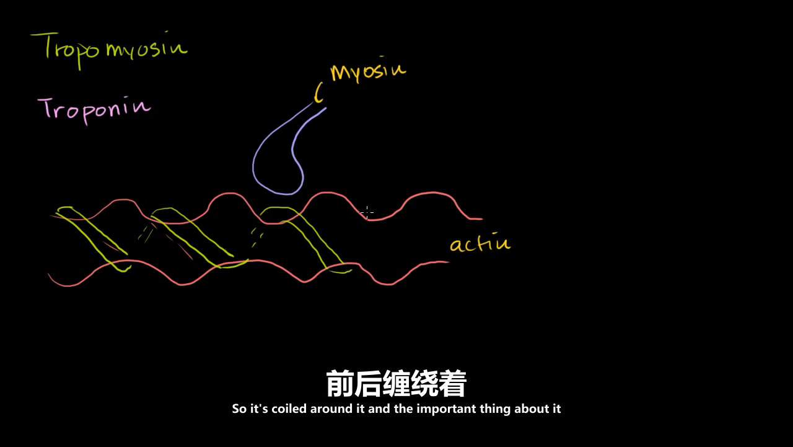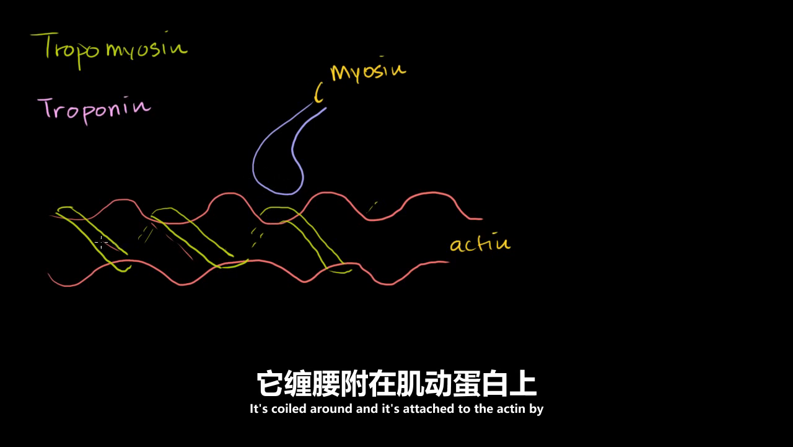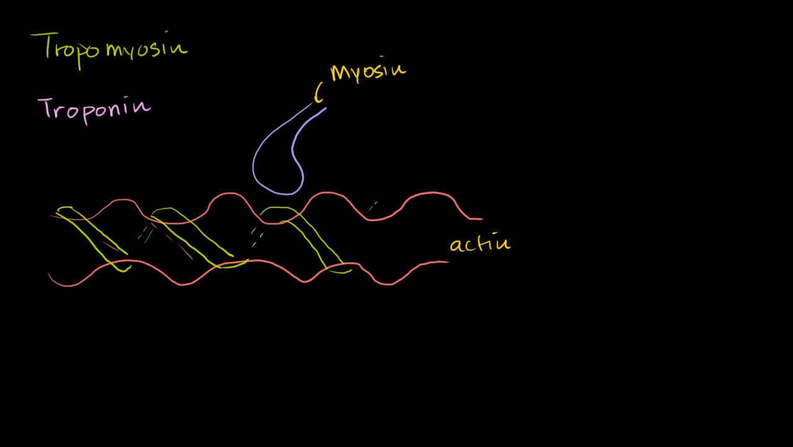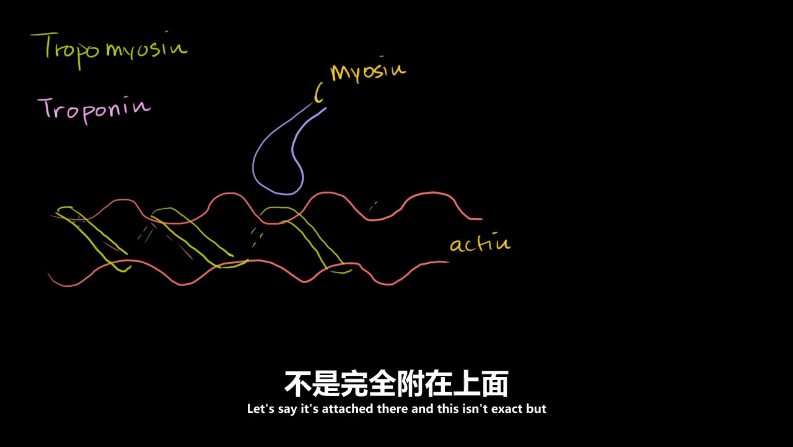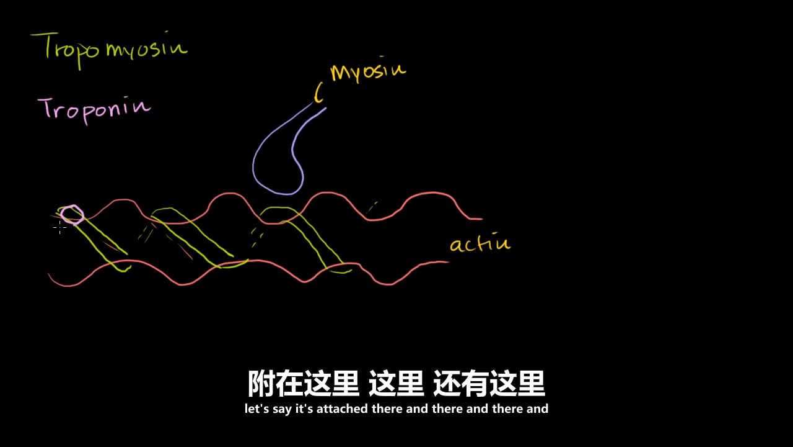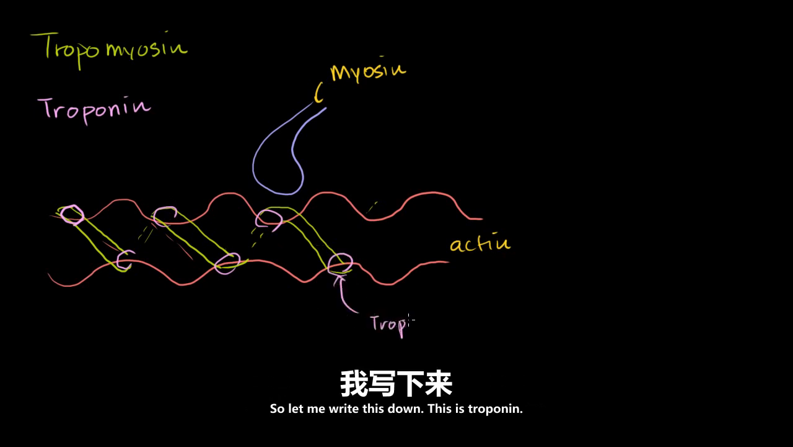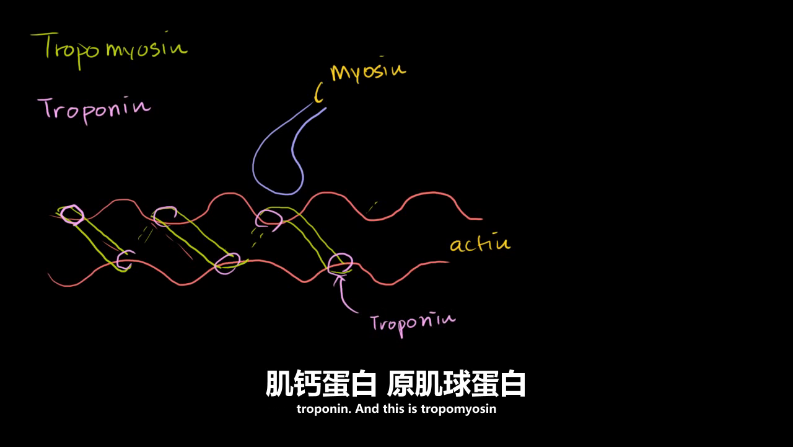And the important thing about it is, well, let me take a step back. It's coiled around it, and it's attached to the actin by another protein called troponin. So this is the troponin. Let's say it's attached there. And this isn't exact, but let's say it's attached there, and there, and there, and there, and there by the troponin. So let me write this down. This is troponin, and then this is tropomyosin.